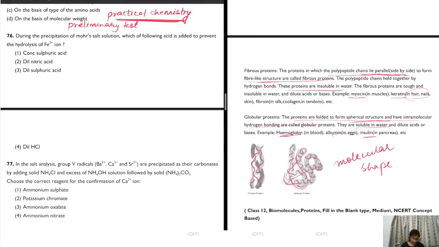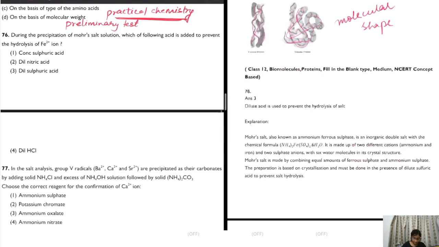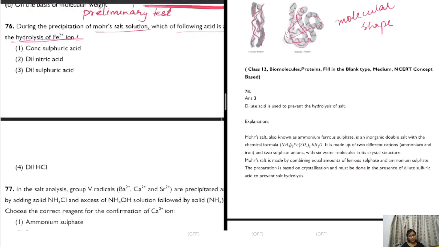Now let's see. During the precipitation of Mohr's salt solution, which of the following acids is added to prevent the hydrolysis of Fe2+ ions? This is a very common and important question, and people tend to do it wrong. See, the Fe2+ ion can be hydrolyzed. So to prevent this, we add dilute acid. And which dilute acid? That is dilute sulfuric acid. So this is our correct answer.